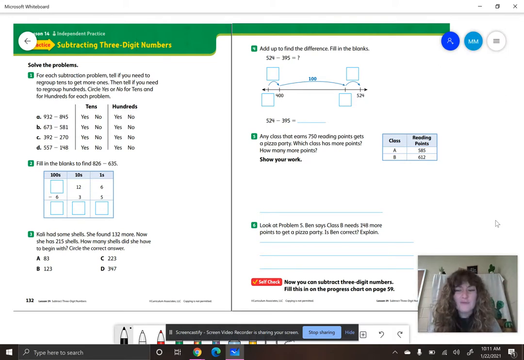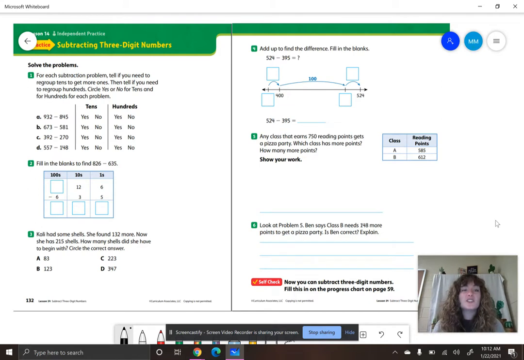So, what have we been practicing and learning about this week? Subtracting 3-digit numbers. Guess what we're going to be doing today? Subtracting 3-digit numbers. All right, so we are in our instruction book on pages 132 and 133. Go ahead and pause the video if you need to get open to those pages, and then let's do some learning together.